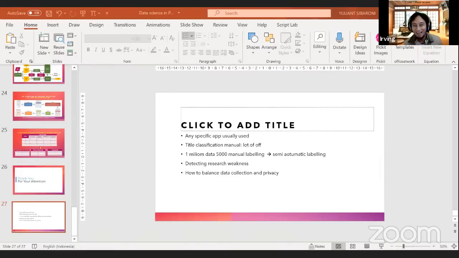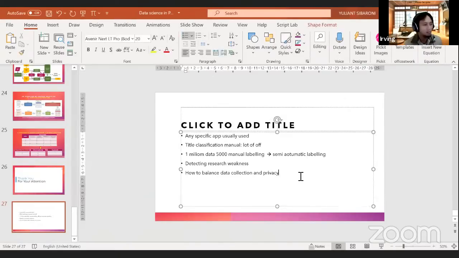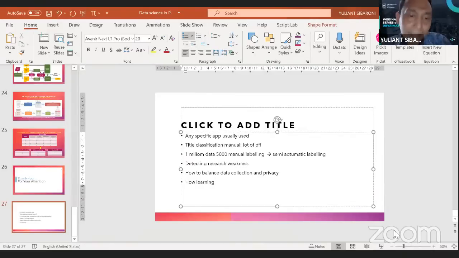Okay. One more question. This is the last question, from someone from Malaysia. He said he is an accountant, and the question is how learning AI, machine learning or data science could be a benefit for him as an accountant. I mean, how data science can benefit him.